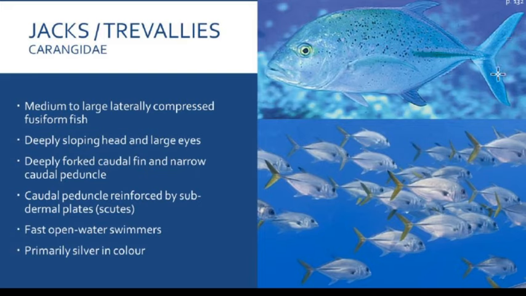But then as an added strengthening thing, they've got this reinforced caudal peduncle. The caudal peduncle is the little bit that attaches the tail to the body. That's a simple way of putting it. These guys have that reinforced caudal peduncle. They've got what we call subdermal plates or scutes that are embedded in the muscle there, or along the spine, and that just gives it a bit more strength, a bit more flexibility, rigidity, all of those good things.